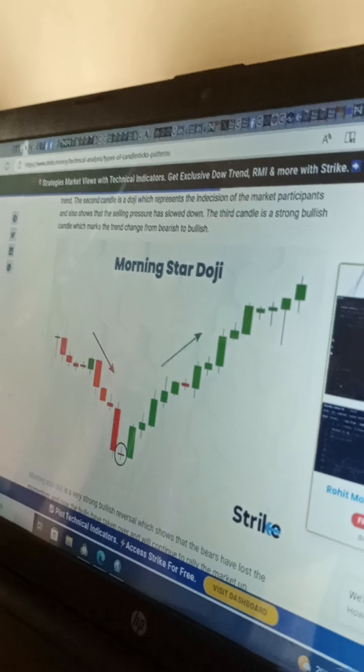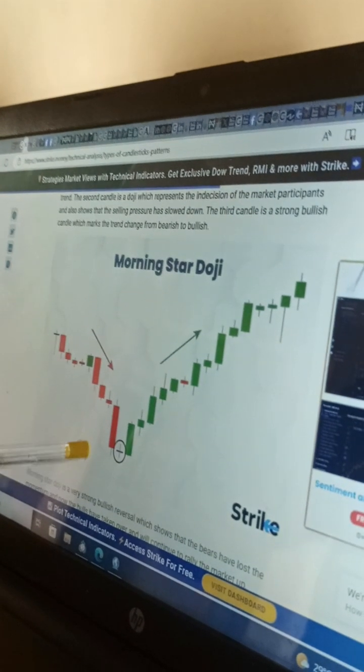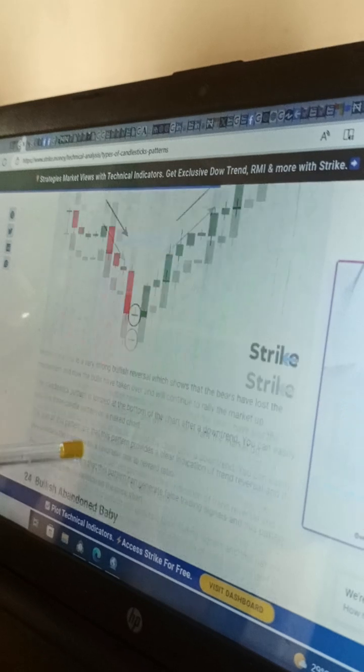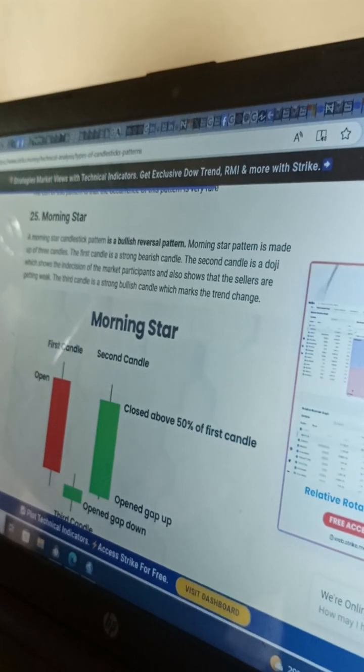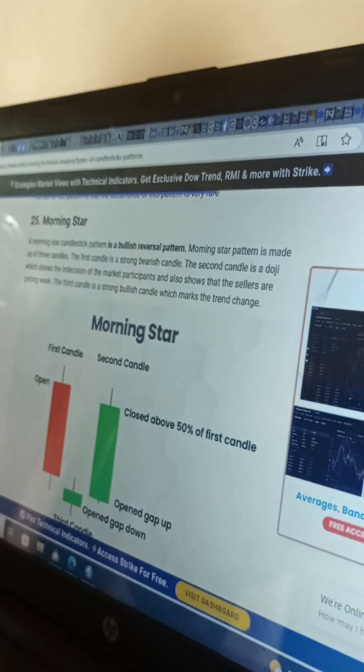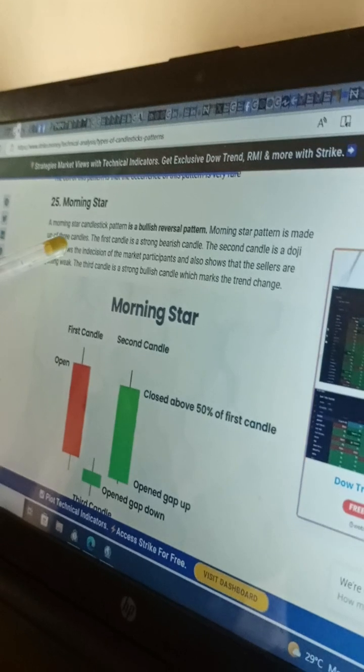This is morning star doji, but there's a strong bearish candle. Then there's a doji candlestick before a bullish candle. You understand? But here, this is just morning star, no doji. You get? So a morning star candlestick pattern is a bullish reversal pattern. Morning star pattern is made up of three candles.